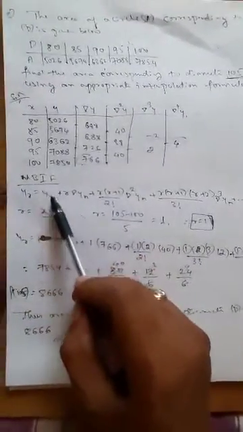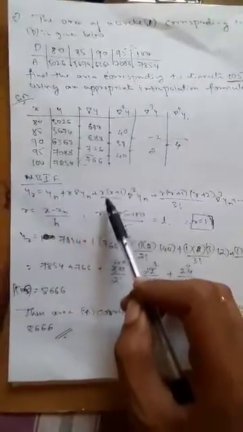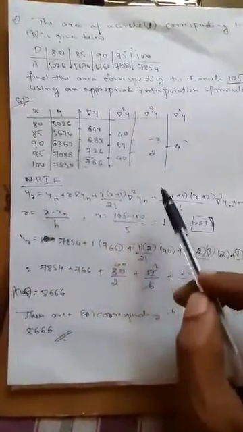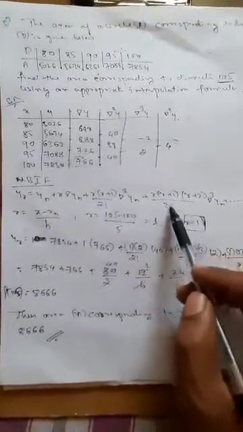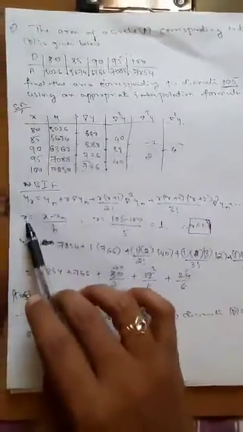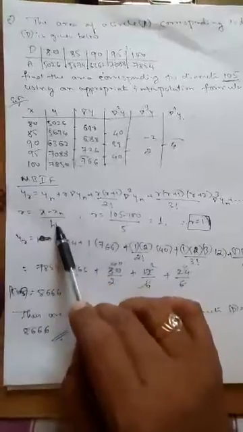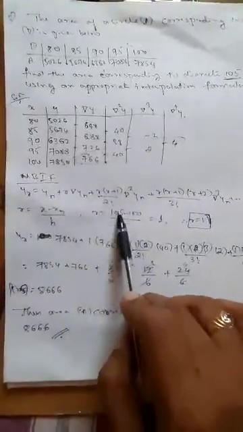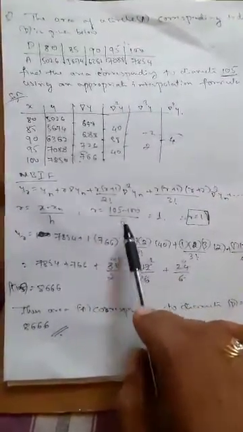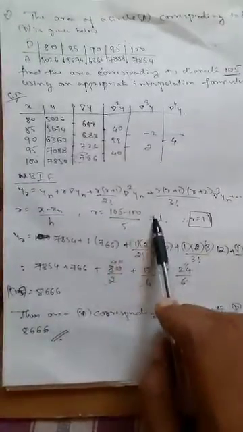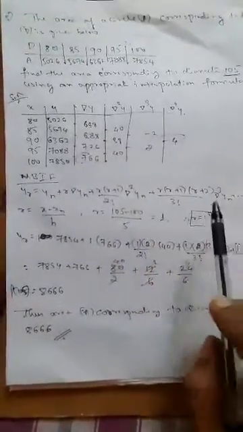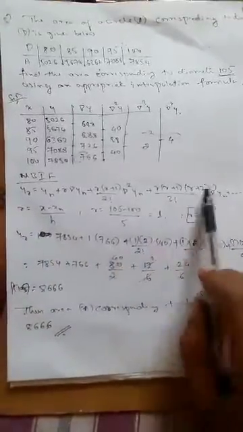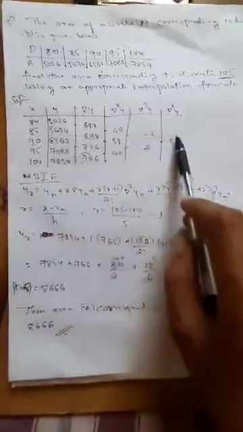That is y_r is equal to y_n plus r into delta y_n plus r(r plus 1) by 2 factorial delta square y_n plus r(r plus 1)(r plus 2) by 3 factorial delta cube y_n, and so on. To find the value of r in backward interpolation we use (x minus x_n) by h. So r is equal to 105 minus x_n, which is 100, the last entry, divided by h, the equal interval, 5. After simplification we get r equal to 1. We apply this r value in the Newton backward interpolation, where we use the last entries of each column.